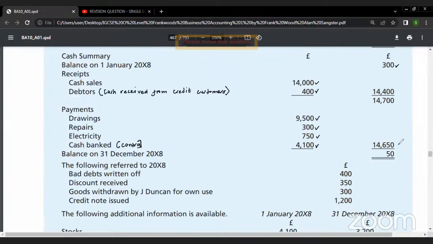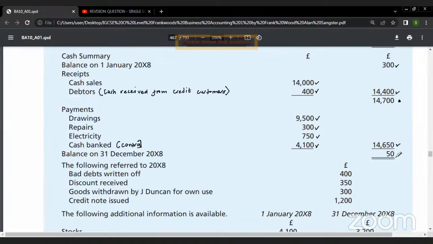Total payments 14,650. Total receipts, that was 14,400. When you add the receipts plus the opening balance, you come up with 14,700. 14,700 minus the total payments, you come up with a balance of 50. So Duncan has a cash balance of 50 at the end of the year, 31st December.